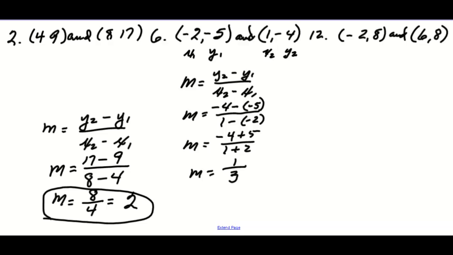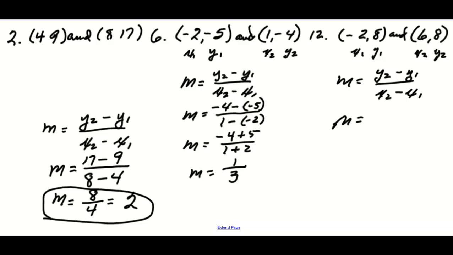Let's take a look at number 12. In number 12, again, this will be x1, y1, and x2, y2. In number 12 now, what we'll do, m equals y2 minus y1 over x2 minus x1. M is equal to, y2 is 8 minus, and y1 is 8.